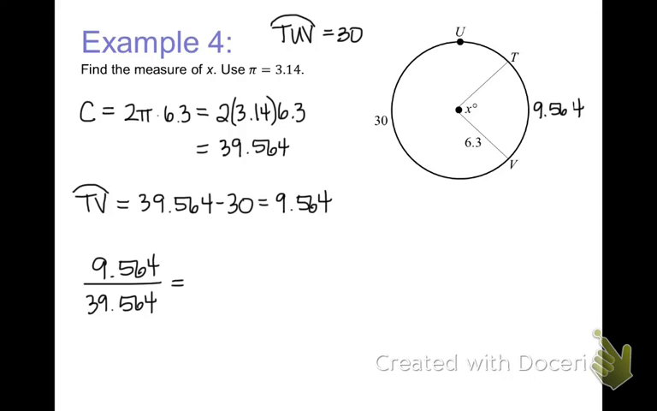All right, so we take 9.564 divided by 39.564, and we get kind of a big, ugly number. To keep things exact for right now, I'm going to just leave it as this. Because if I were to divide that out, I'd get a big string of decimals that I couldn't keep exact, whereas this is currently exact. So that's how much of the circle I'm using.